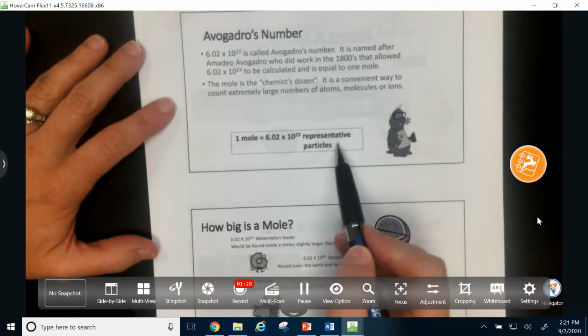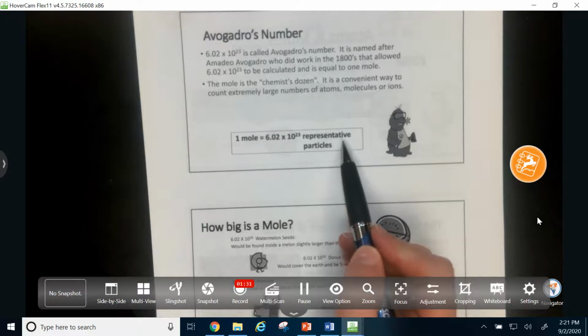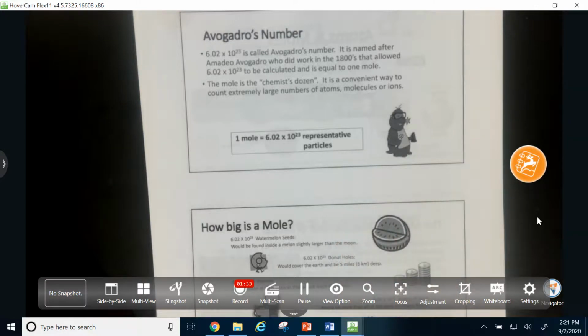It says representative particles here. The reason we say representative particles is because it doesn't matter what we're talking about. A mole is a mole is a mole. If I say a mole, that means it has 6.02 times 10 to the 23 particles. In this case, we're going to be talking about atoms and elements like sulfur or iron or copper. So a mole of sulfur has 6.02 times 10 to the 23 atoms of sulfur. A mole of iron has 6.02 times 10 to the 23 atoms of iron.